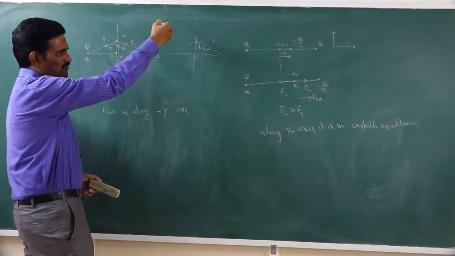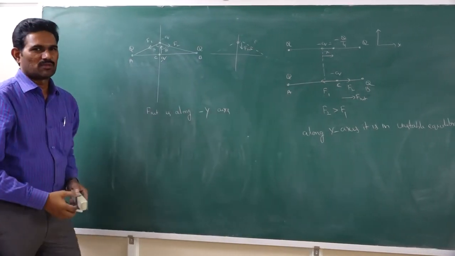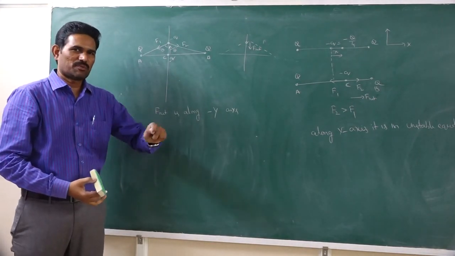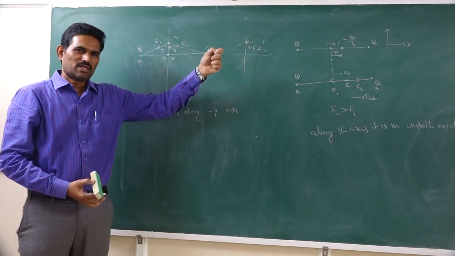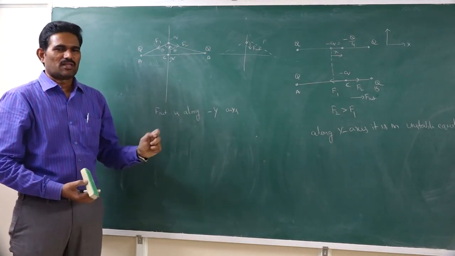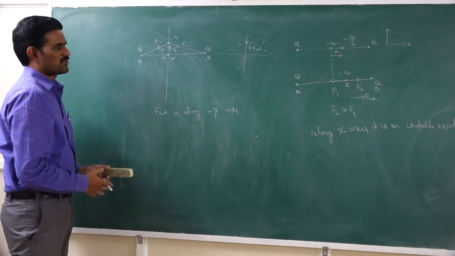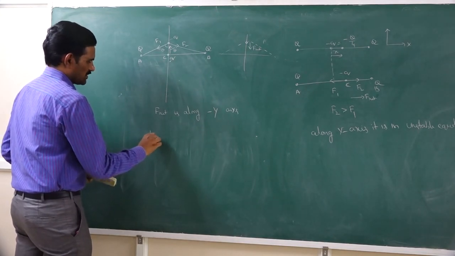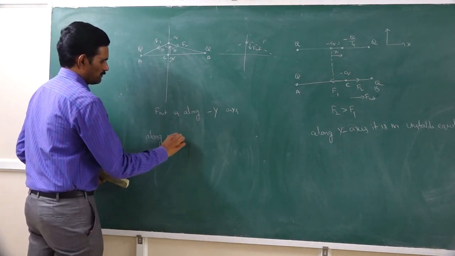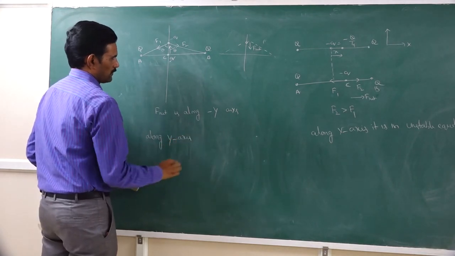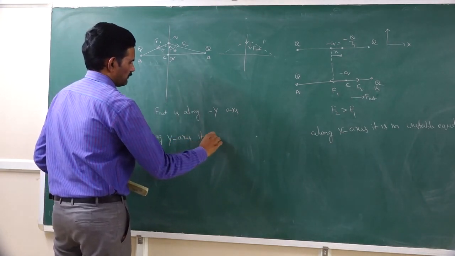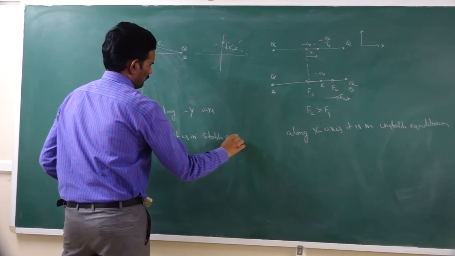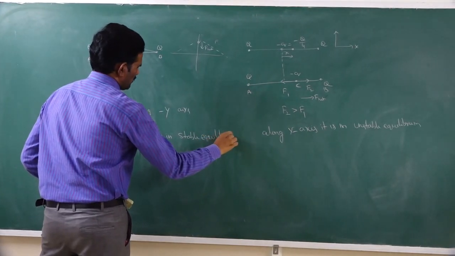And so the particle will again come back towards the equilibrium position. When you displace the particle away from the equilibrium position and it comes back towards it, then the system is said to be in stable equilibrium. So for the displacement along the y-axis, it is in stable equilibrium. This is for small displacement only.